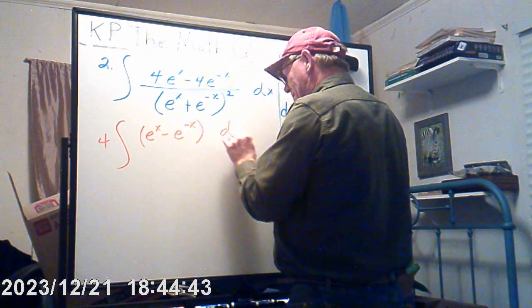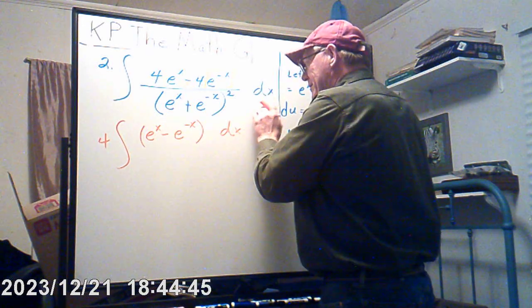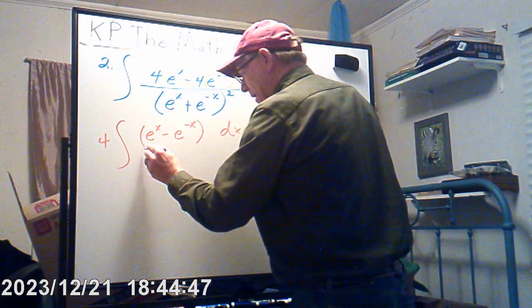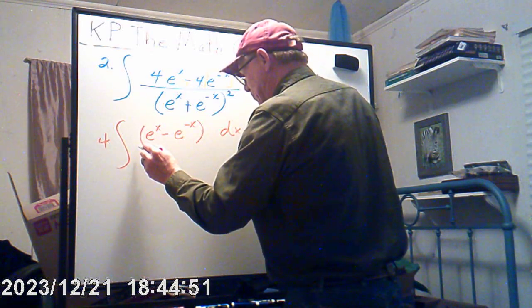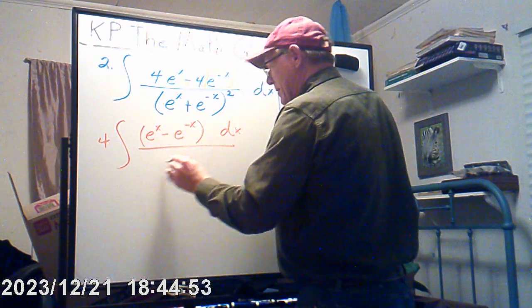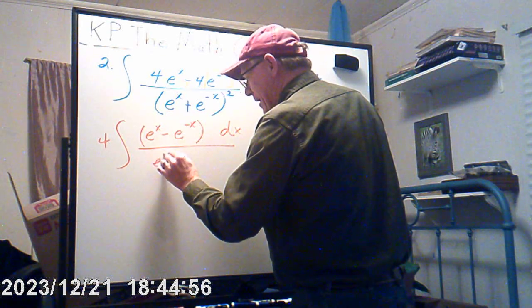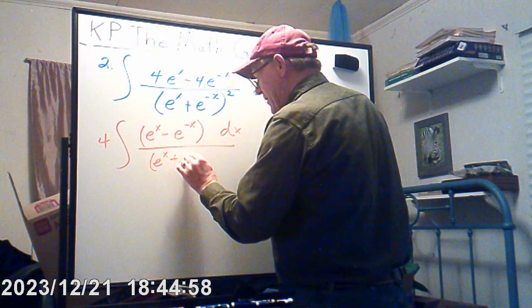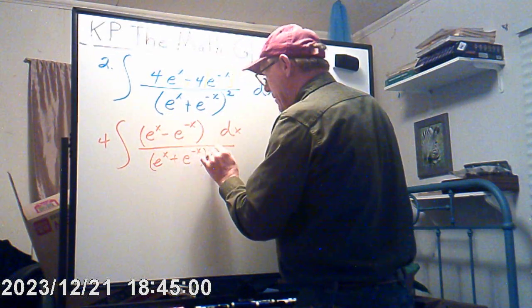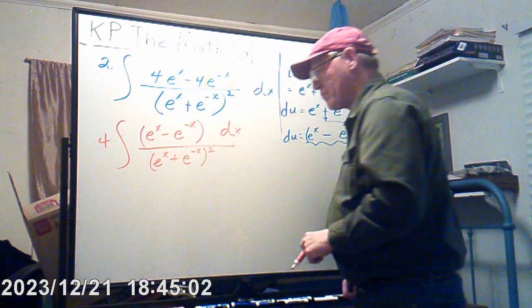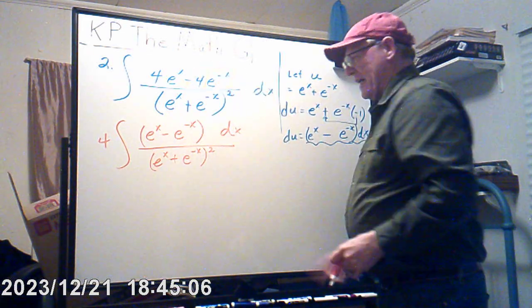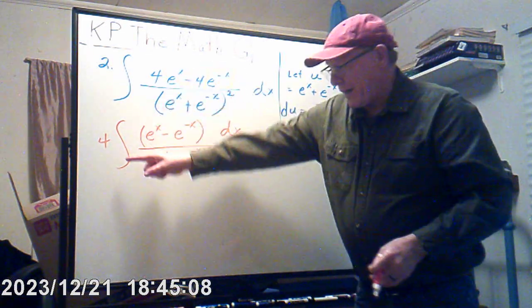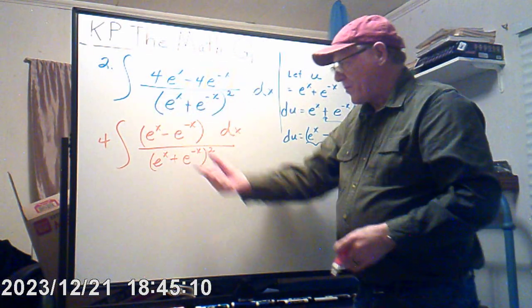And look at this numerator. This is actually a numerator also. This is dx here. Alright, over e to the x plus e to the negative x squared. Okay, I just rewrote this top. That's all I did. I just took out the 4 right here and just rewrote the entire problem.